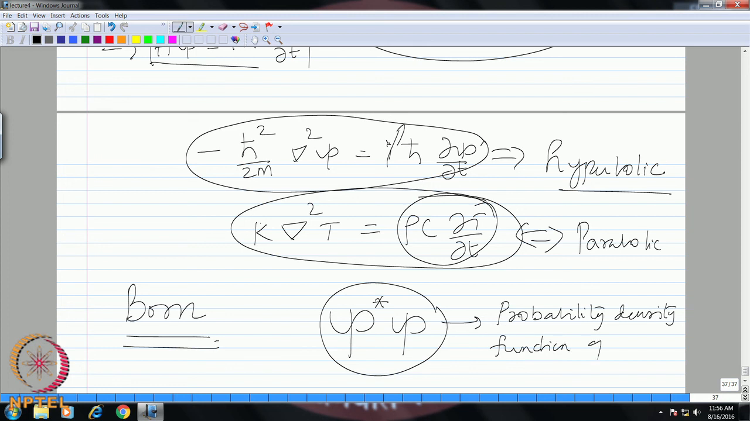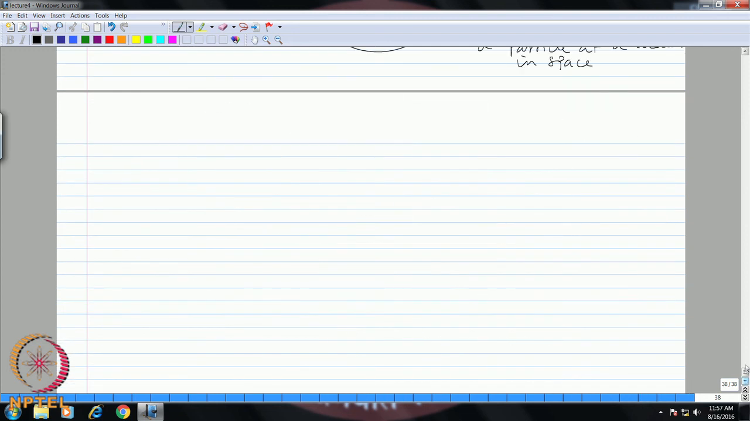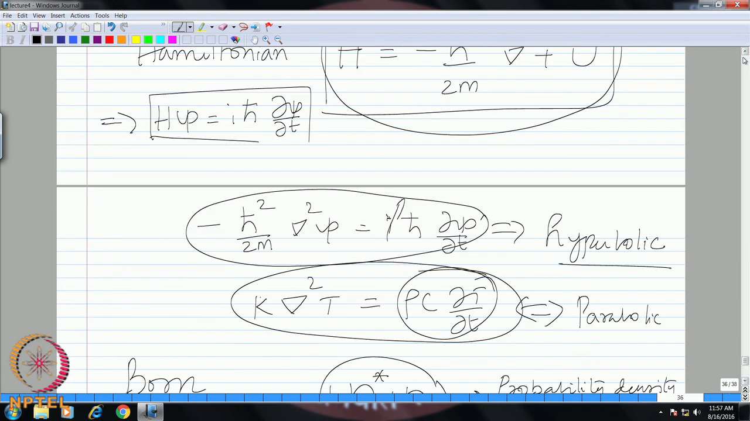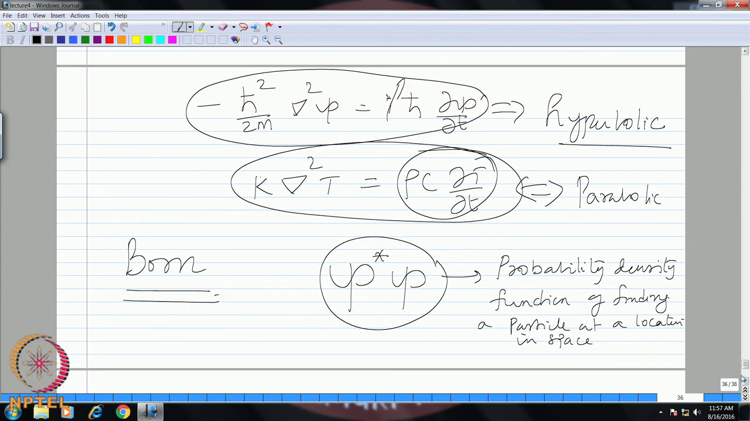of finding a particle at some position in space, of finding a particle at a location in space. So, by itself the wave function does not have any physical meaning, but if you take the product of the complex conjugate of the wave function with the wave function, this gives the probability of finding a particle at some location.